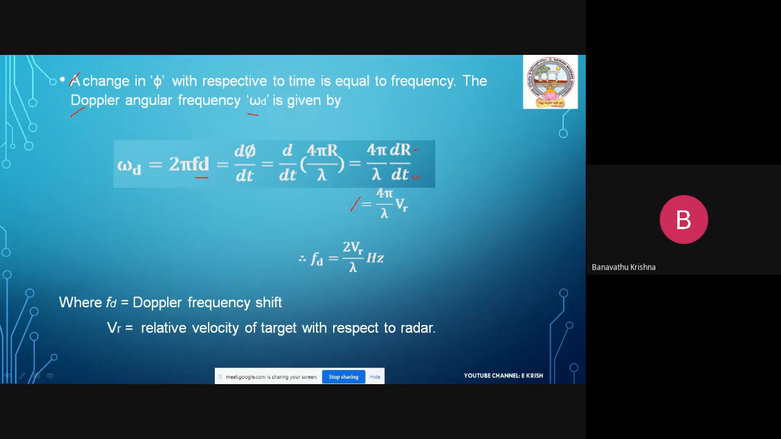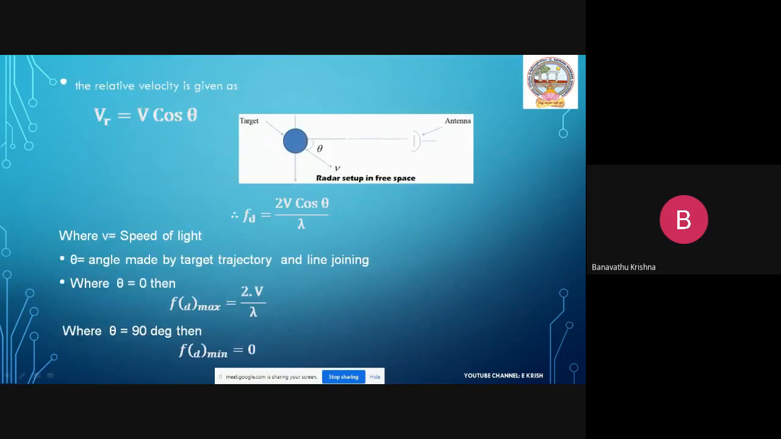So finally, we get the angular frequency omega d equal to 4 pi vr by lambda, where vr is the relative velocity of the target with respect to the radar, and fd is the Doppler frequency in Hz. Here the relative velocity is given as vr equal to v cos theta. Here theta is the angle of the signal reflected back to the radar receiver station. So this is the transmitting angle, this is the moving target, where v is the speed of the target and theta is the angle made by the target trajectory and the line joining.